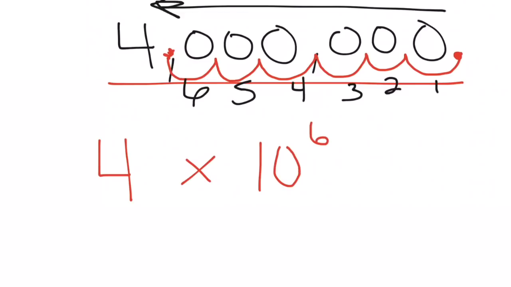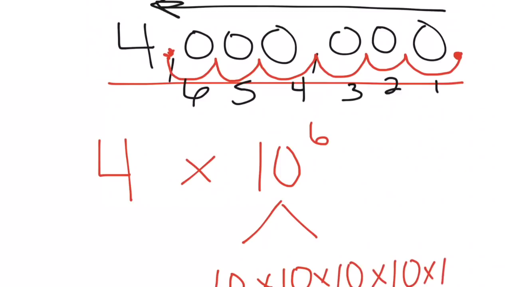Now remember, 10 to the 6th is the same thing as saying 10 times 10 times 10 times 10 times 10 times 10, which is the same as a million. So basically what you're saying here is you're actually saying 4 times a million, which is 4 million. Let's look at one more example.